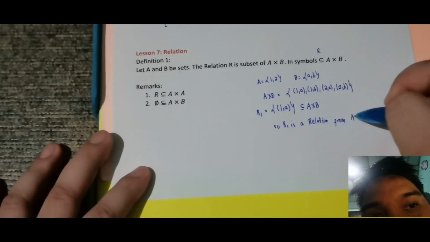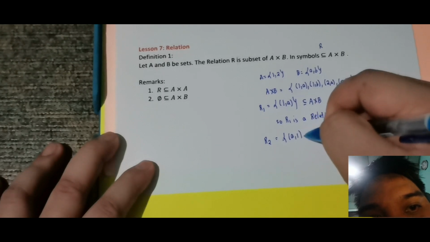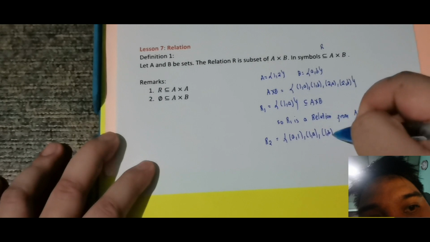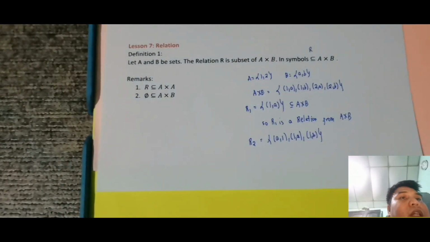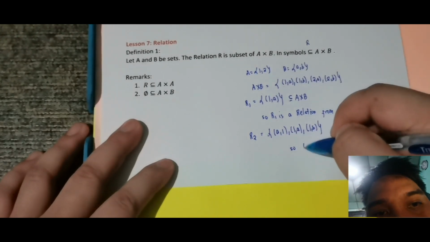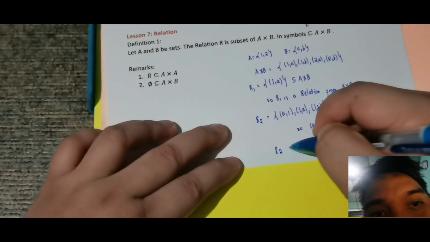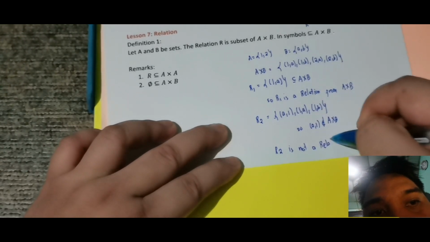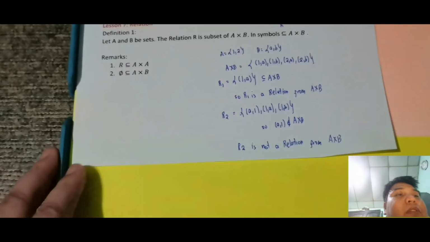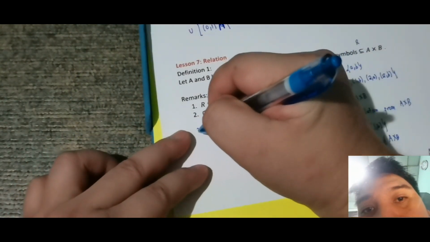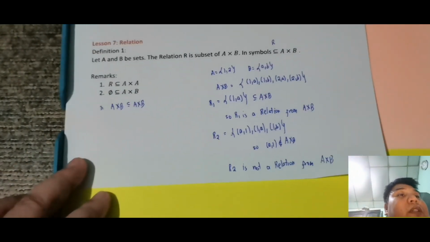Since si R1 is subset ng A cross B, R1 is a relation from A to B. Next, R2. R2 is the set containing (a, 1), (1, a), and (1, b). So, check. (1, a) is element din nun, (1, b) element nun. But (a, 1) is not an element ng A cross B. Therefore, R2 is not a relation from A to B. Ganun kasimple. Pag may nakita na hindi laman nun, automatic. Another remark, dagdag ko lang: si A cross B ay subset ni A cross B. Subset naman siya ng sarili niya. Ganyan kasimple si relation.